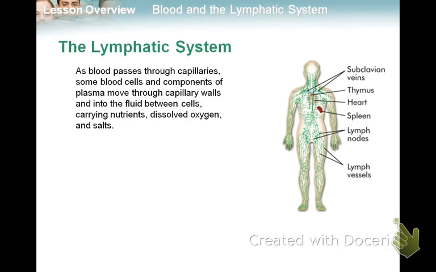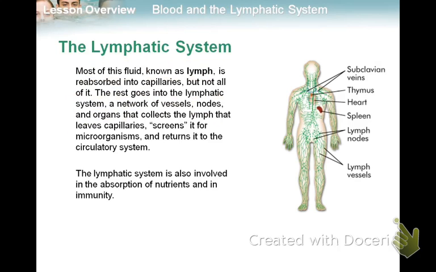Now, the lymphatic system is a different circulatory system altogether. Blood passes through the capillaries. Some blood cells and components of plasma move through the capillary walls and into the fluid between cells. They carry nutrients, dissolved oxygen, and salts to those cells. Most of this fluid, known as lymph, is reabsorbed, but not all of it. The rest of it goes into the lymph system.